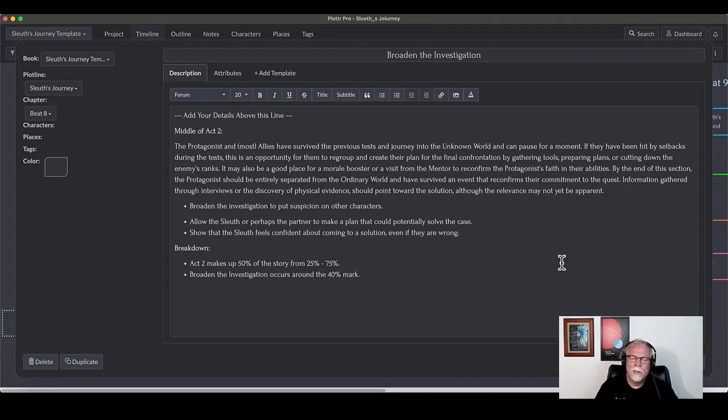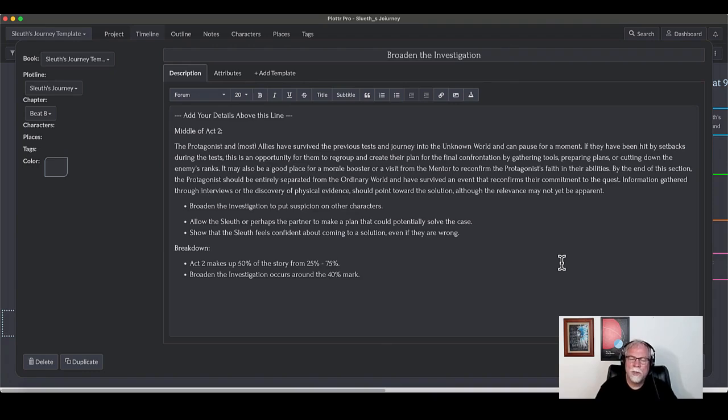Now, broaden the investigation. You can put suspicion on the other characters by changing the motives that the detective thinks are happening, by changing the opportunity window, perhaps, and even changing the means that was used to kill the person. This can be where he learns it wasn't poison like it first appeared. Maybe it was an arrow. Maybe it was a drug overdose. Something like that.